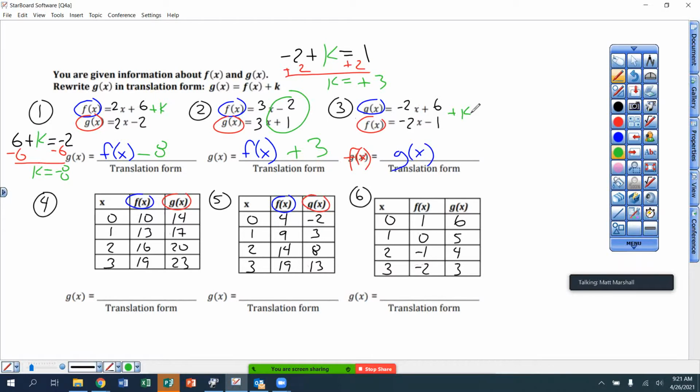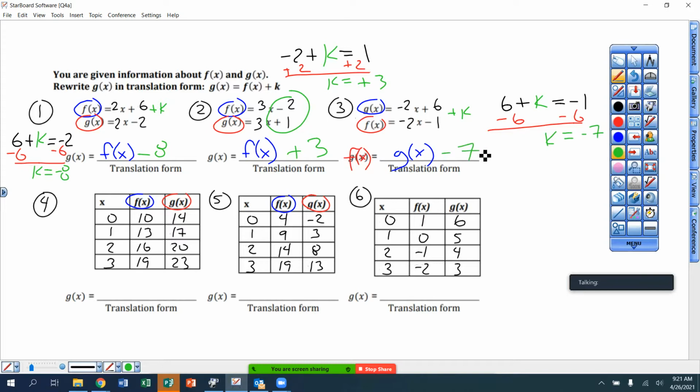Again, this 6 plus some unknown number gives me -1. Show me that math. This 6 plus that unknown k equals -1. Solve that for k. Even if you know what k is going to be, show me that math.